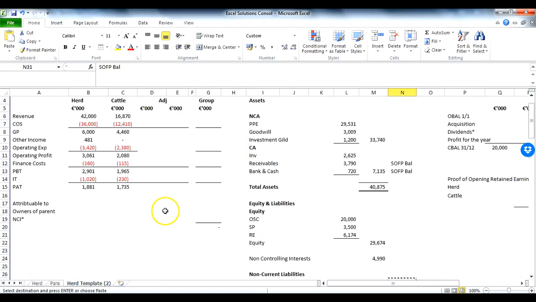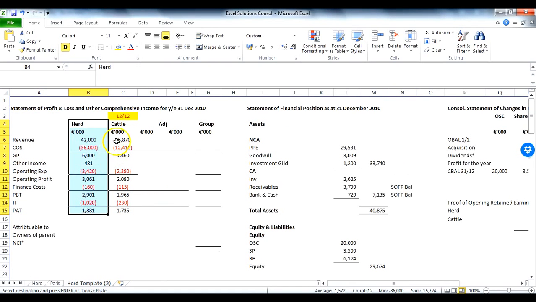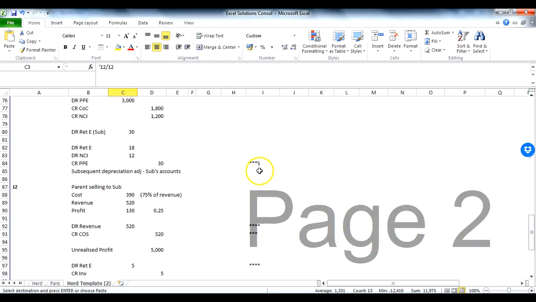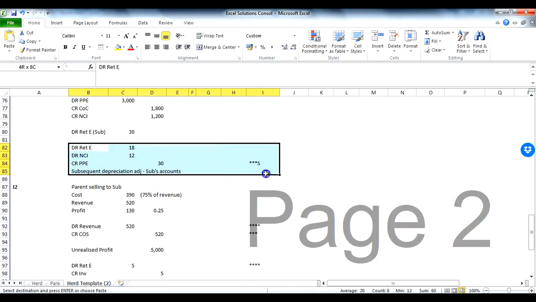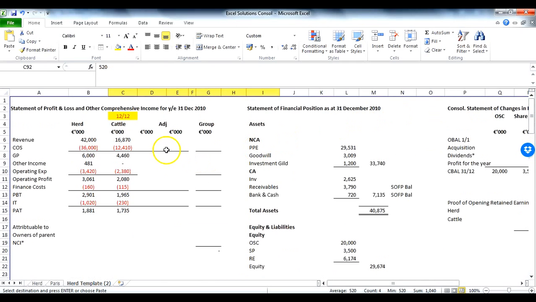So now we can move on to our SPLOCI, and again it's straightforward once you have the structure set up of having the appropriate SPLOCI for the parent, depending on how many months you have for the sub. You then just, so this is the beauty of the labeling system, go down and pick out every single label for SPLOCI and just put it in. So you have here a negative 30 in operating expenses for depreciation, and remove the 520 from revenue and cost of sales. So we'll do those two first.